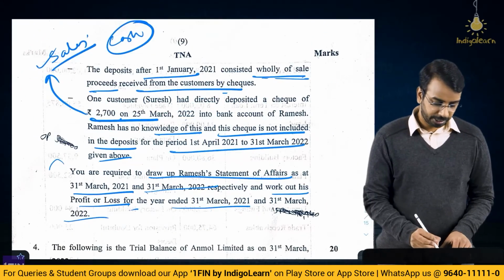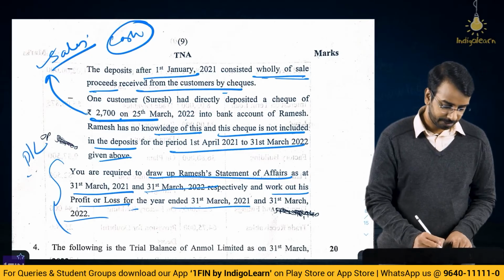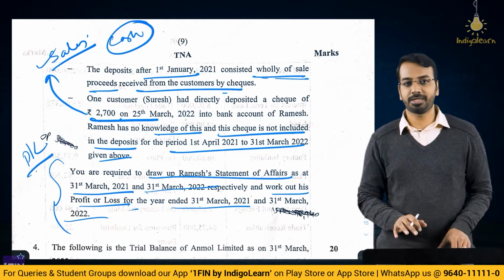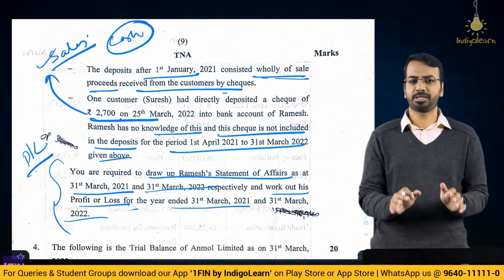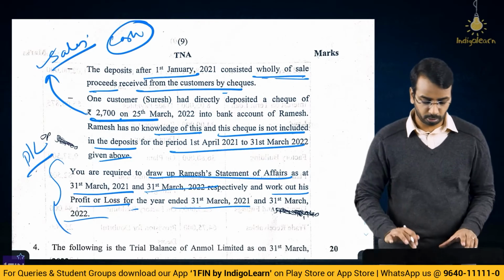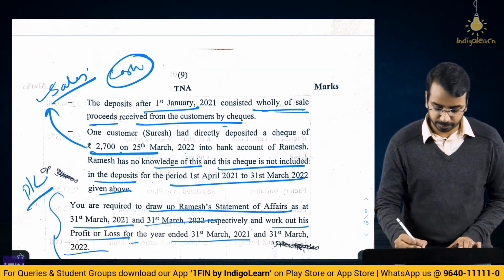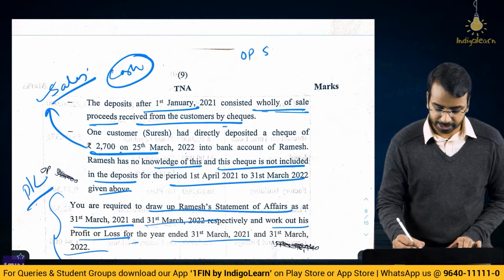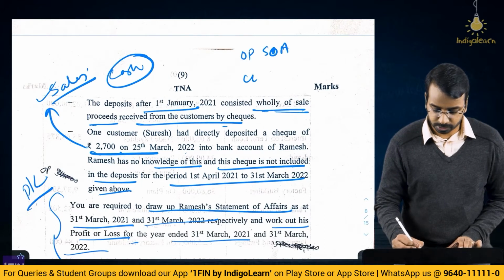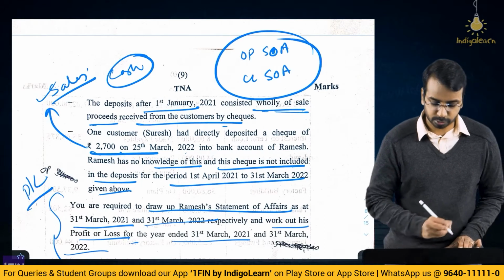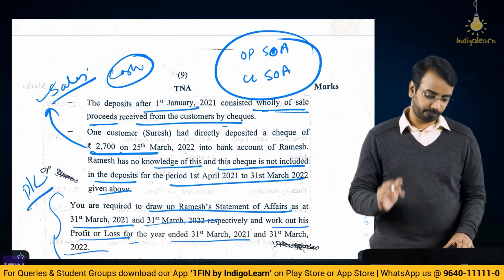Now, when you have to arrive at the P&L for the period, do we have the information on purchases? Do we have the information on expenses and depreciation? We do not have any of this. So, how do you derive the P&L? You will derive the P&L by comparing the opening statement of affairs and closing statement of affairs. You will compare these two and then you will arrive at the profit. Okay.